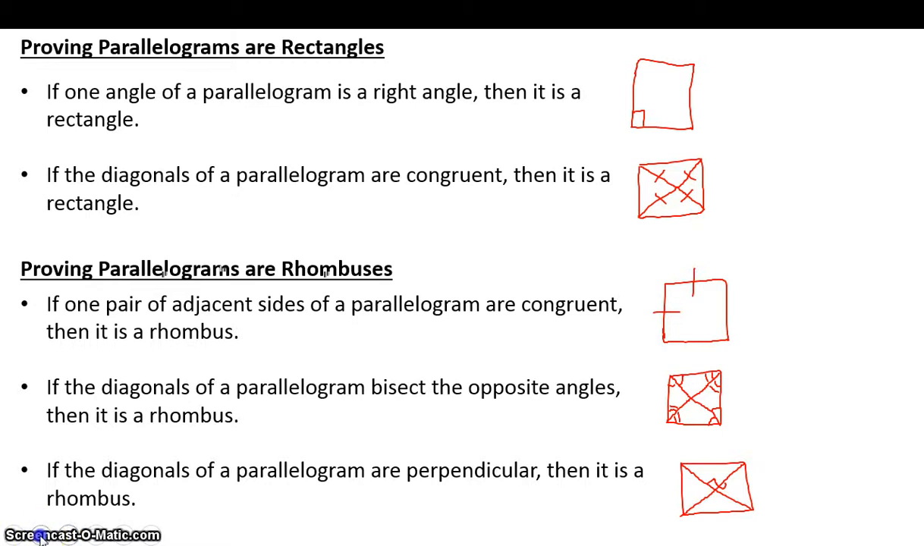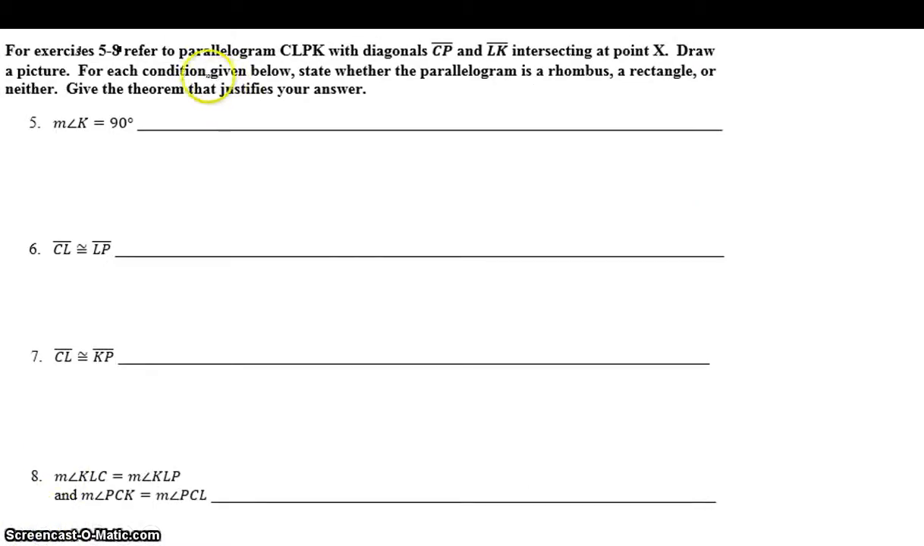So then on your homework, numbers 5 through 8, you had these directions. You have a parallelogram, so they already tell you it's a parallelogram. That's important information. Then, depending on what information they give us, we can decide if it's a rhombus, rectangle, or neither on these. And when it says theorem, you're just telling me why. You don't have to give the name of a theorem.